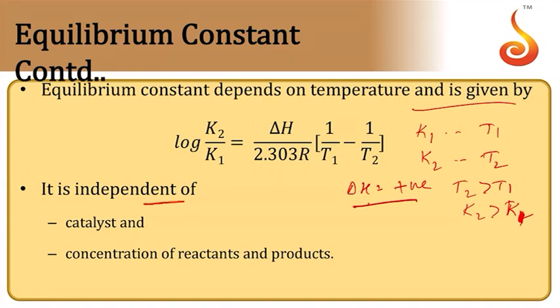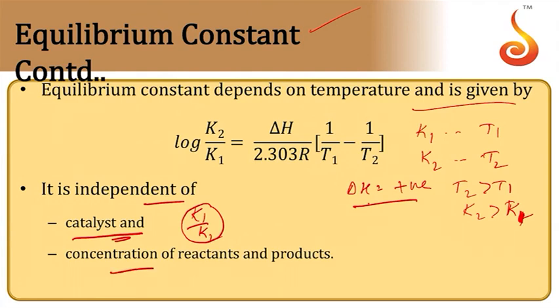Equilibrium constant is independent of catalyst, because a catalyst speeds up both forward as well as backward reactions to equal extent. Hence the ratio of K1 by K2 remains constant, because a catalyst speeds up both forward as well as backward reactions.